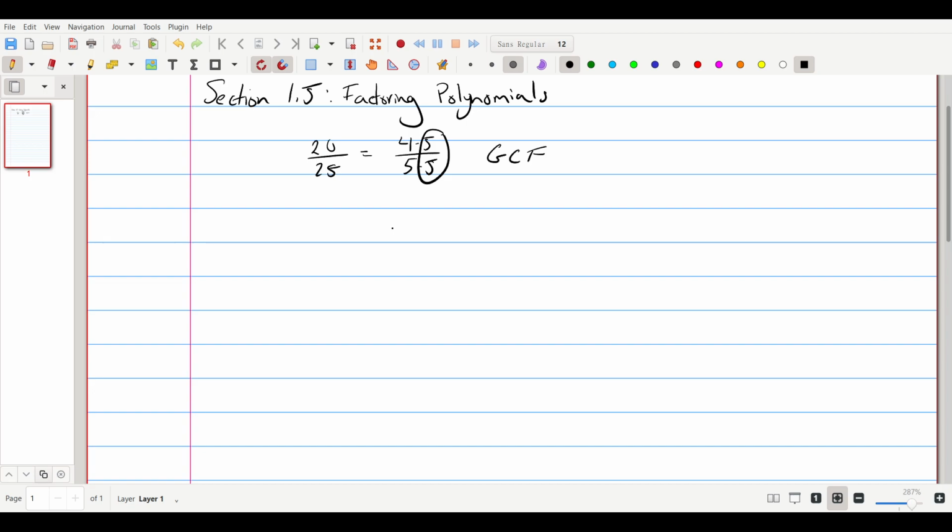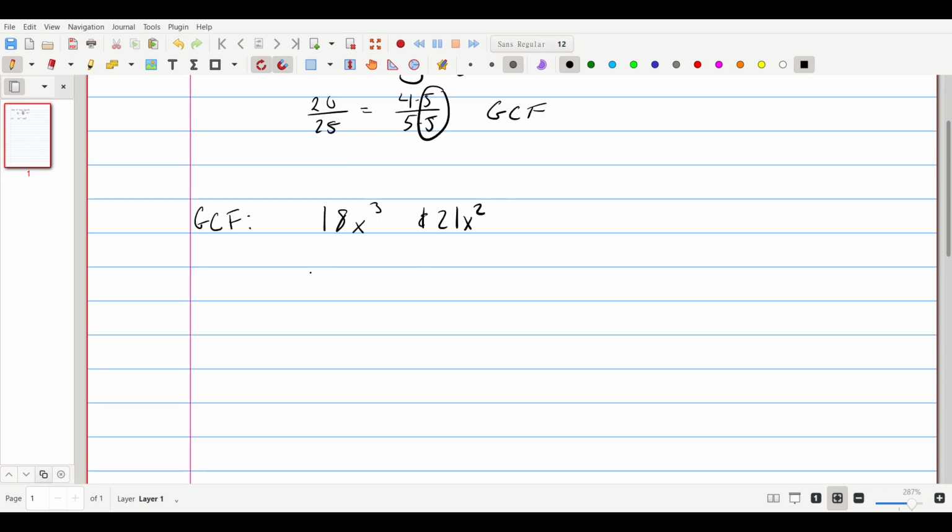All right? So if we were given two monomials, remember mono means one, nomial means terms, so just one term. So if we have 18x cubed and 21x squared, and we're looking for the greatest common factor, what is the largest term that is multiplicatively in both of these? Well, if we think about 18 and factor it, it's 6 times 3. And what is x cubed? It's x times x times x, right?